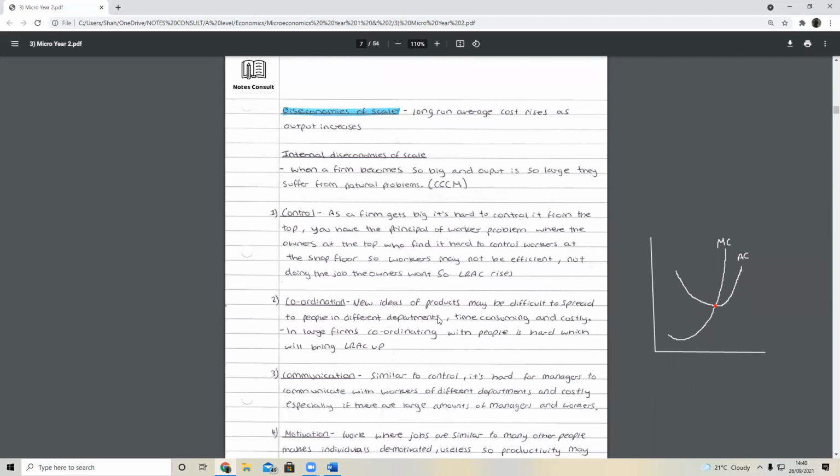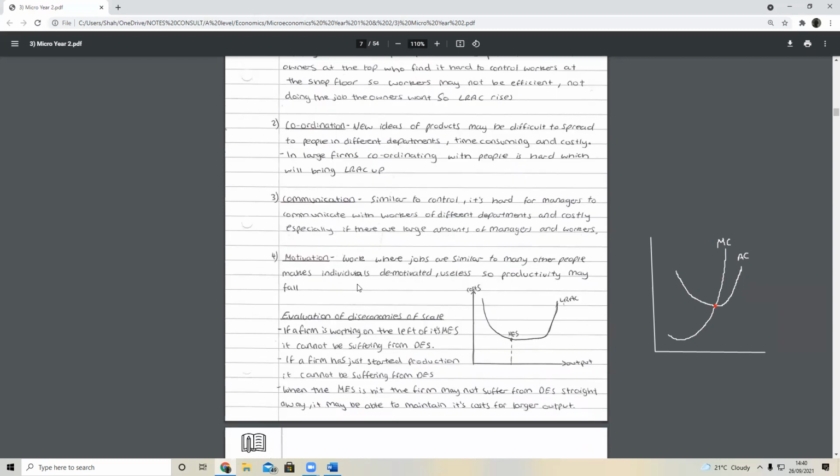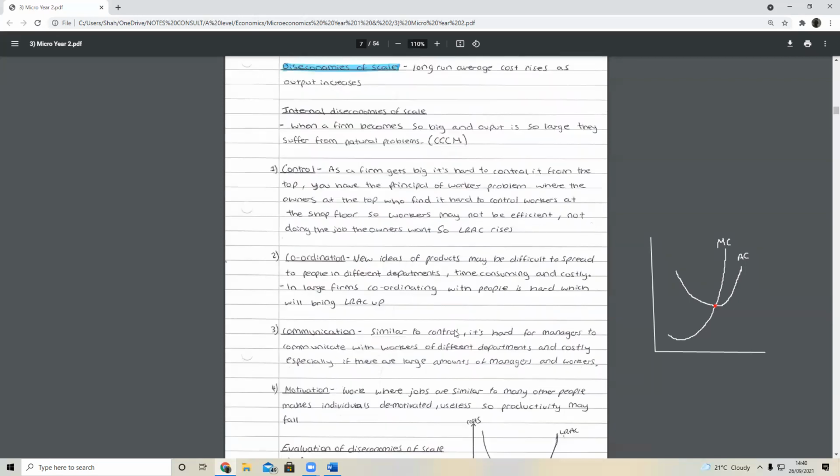And so in turn, that's losing the money. There's not enough coordination, and it's costly. Communication, similar to control: it's hard for everyone to communicate with each other, and it can be costly as well. Motivation: work where jobs are similar to many other people makes individuals demotivated, so productivity may fall.